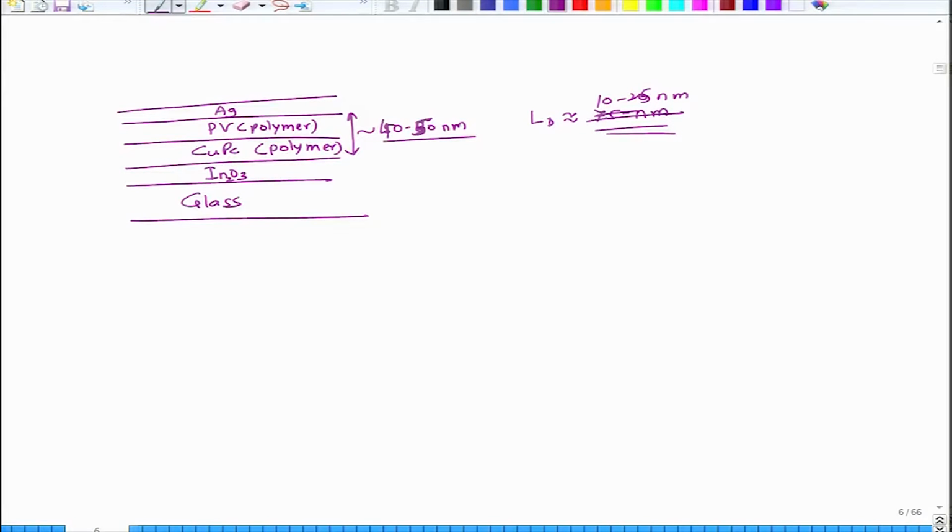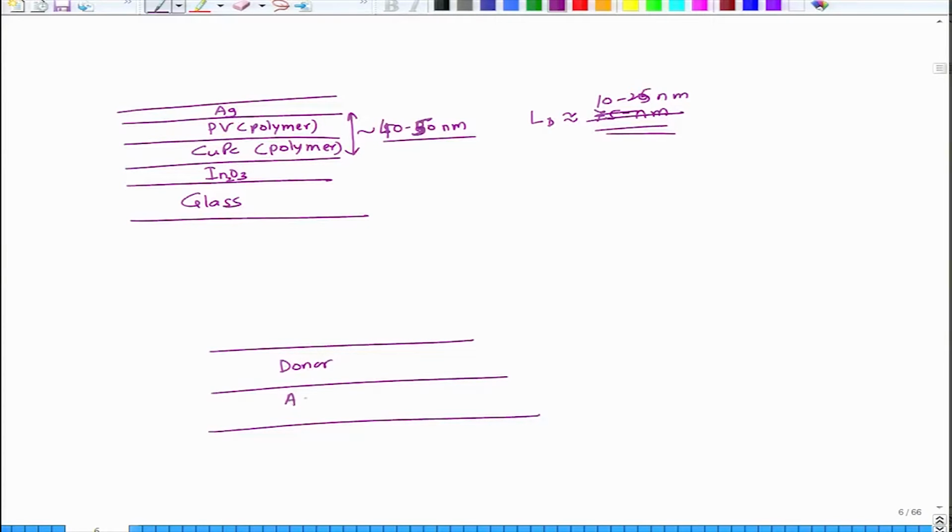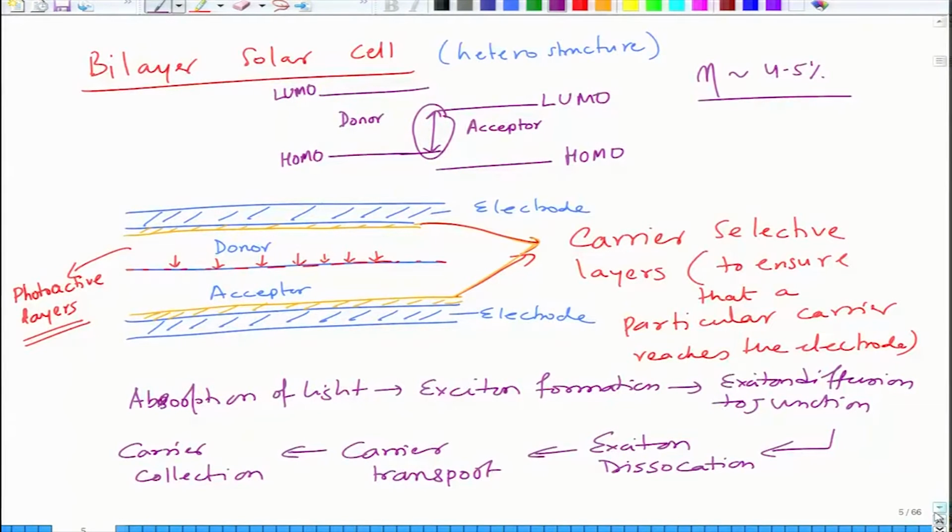You can have a configuration like this: you can have donor, you can have acceptor, this is the junction. On the acceptor side, let us say we have cathode, on the donor side we have anode. So you have hole collection on this side and electron collection on this side. It depends upon the energy levels of anode and cathode with respect to HOMO and LUMO of the two. Electrons will go like this and get collected here, and holes will go like this and get collected here.